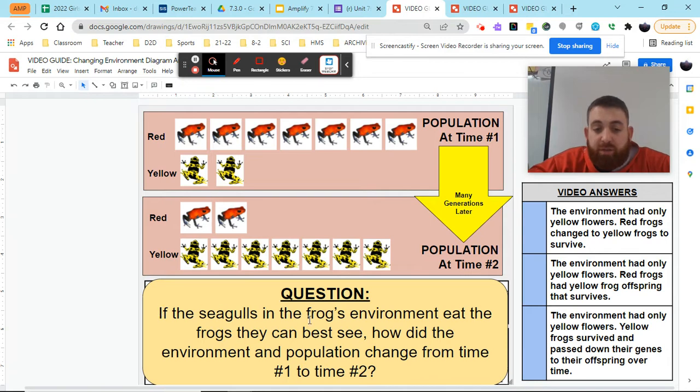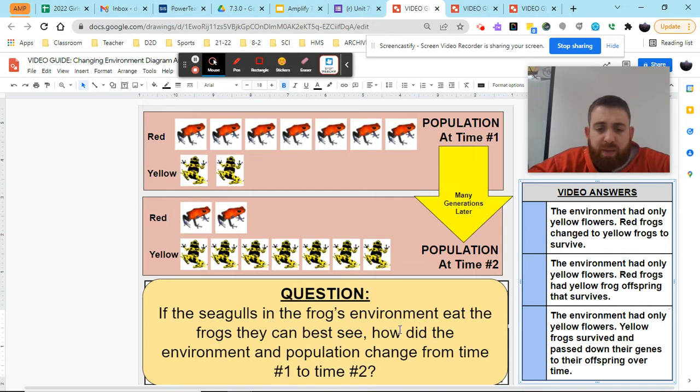The question is, if the seagulls in the frogs' environment eat the frogs they can best see, how did the environment and population change from time number one to time number two? So we have the population at time number one with a certain distribution of red and yellow frogs. Many generations pass, and now we have a different number of red and yellow frogs. And we know that seagulls will eat the frogs that they can best see. So we have to pick an answer that best explains how the environment and population changed from one to two. So let's take a look.